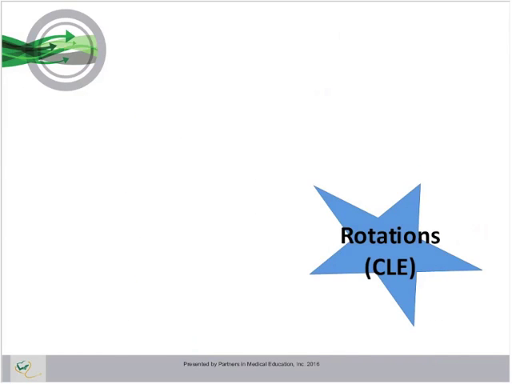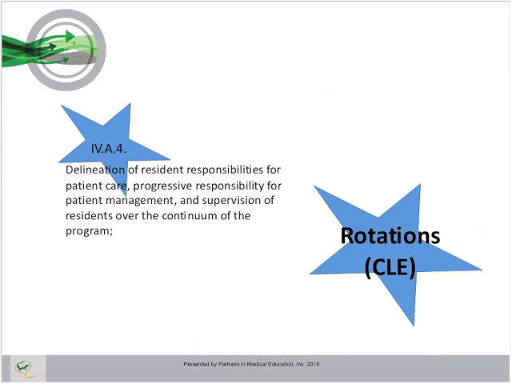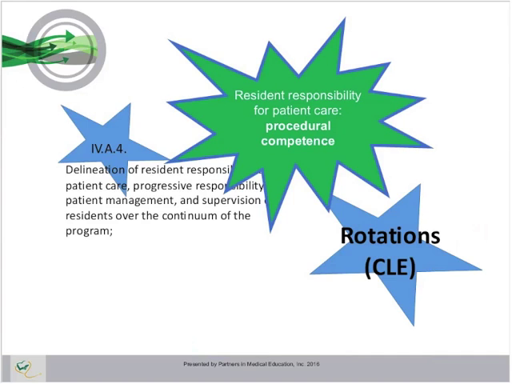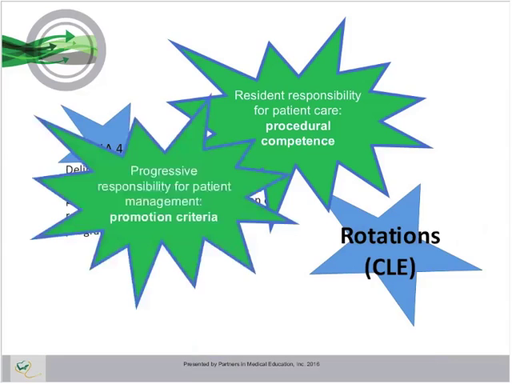Once again, we'll go back to the requirements. It says a delineation of resident responsibilities for patient care, progressive responsibility for patient management, and supervision of residents over the continuum of the program. It's a lot more in this one than the didactics. These are the things that we need to remember. Responsibility for patient care: your procedural competence is an element of responsibility for patient care, so anything that's related to procedural competence would be part of this.